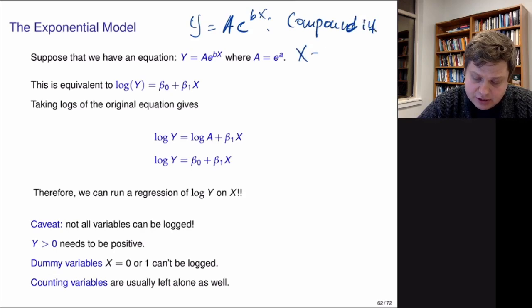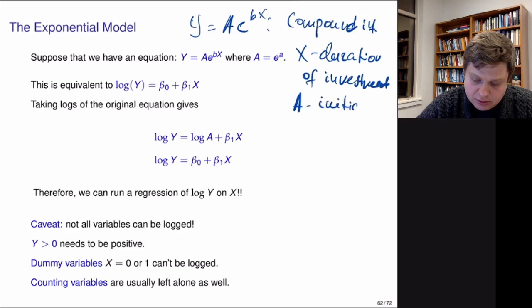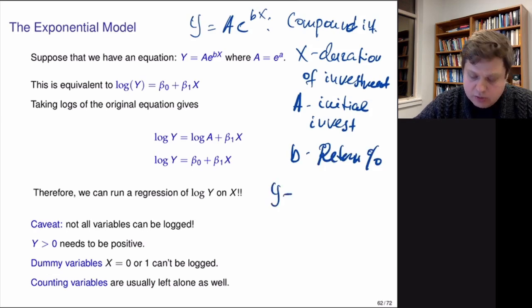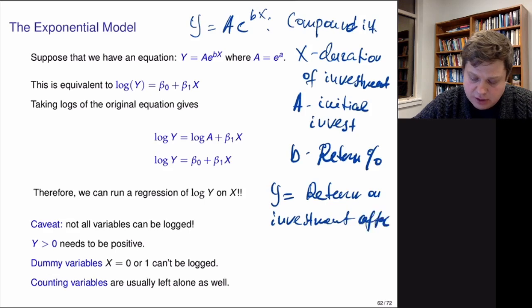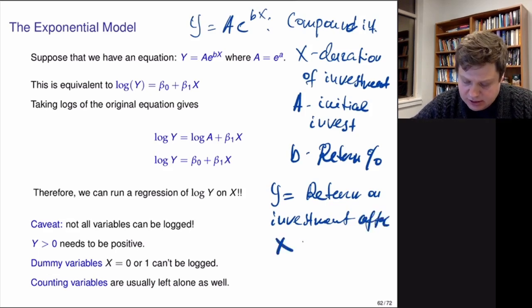So if X is the duration of your investment, and A is your initial investment, and B is your return rate, then Y is going to be the return on your investment after X units of time, let's say years, after X years.